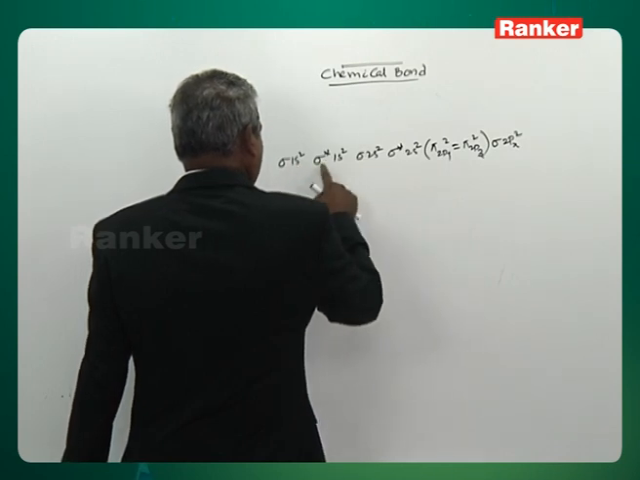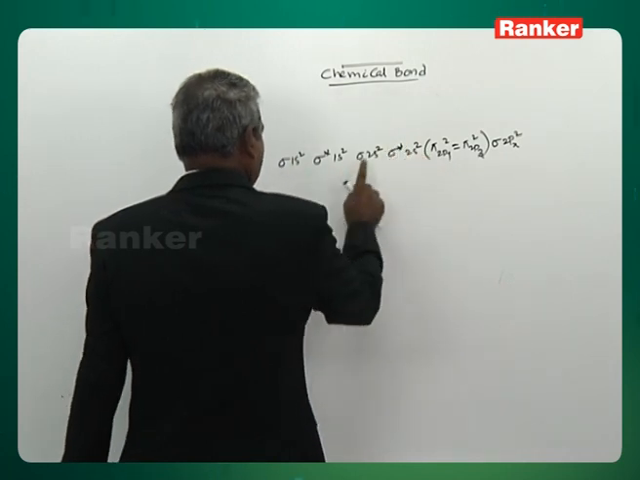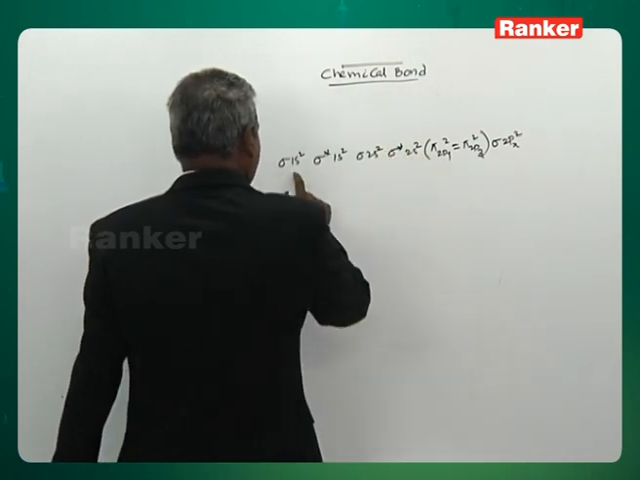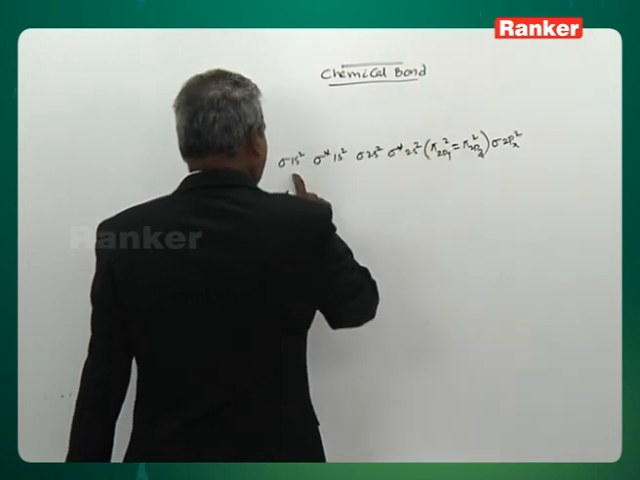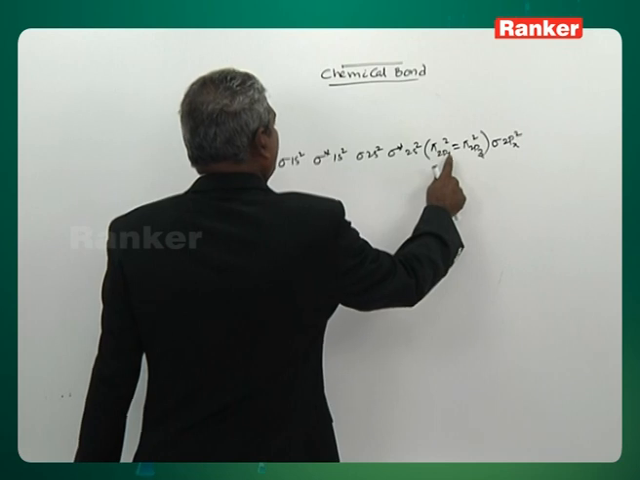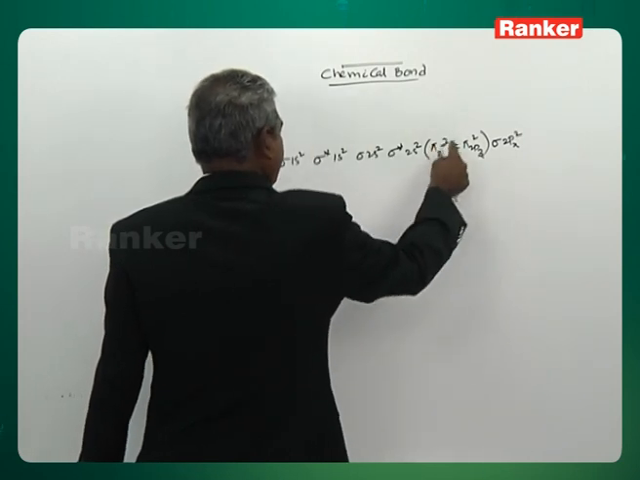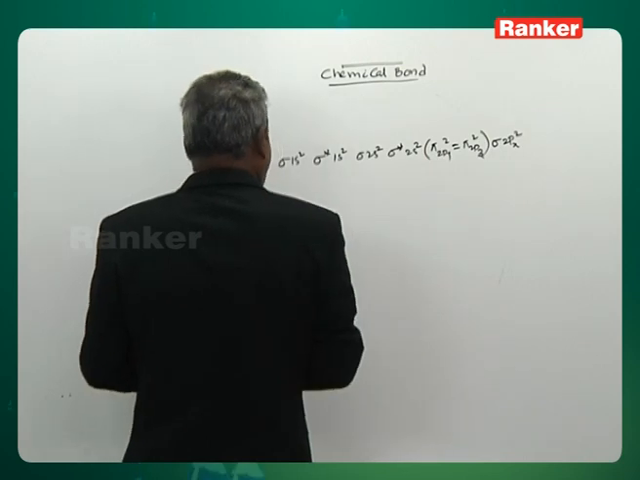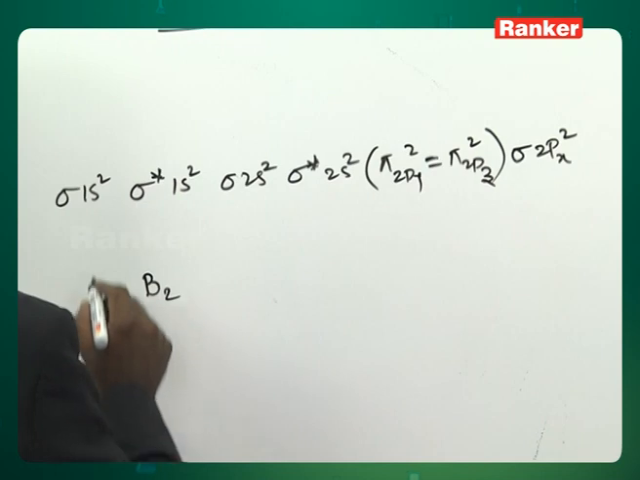Next, 7 electrons: 2, 2, 2, 1. 8, how do you distribute 8 electrons? 2, 2, 2, 2. 9: 2, 2, 2, 2, 1. 10: 2, 2, 2, 2, 1, 1, means 1 here, 1 here, pi 2p. So B2, what will be the molecular orbital configuration of B2?